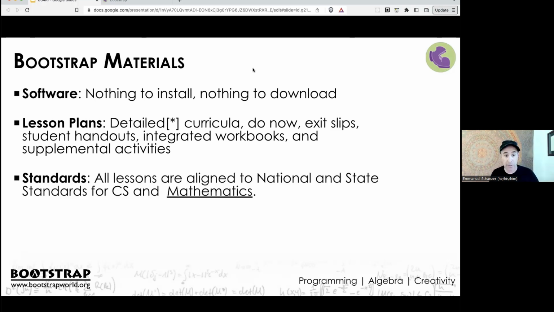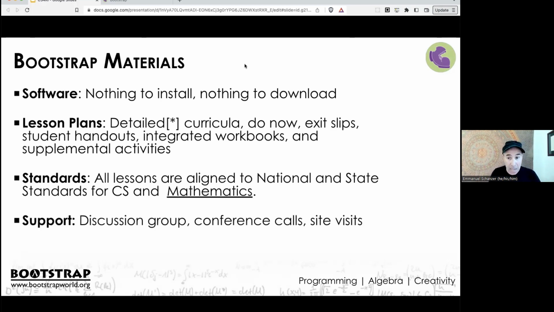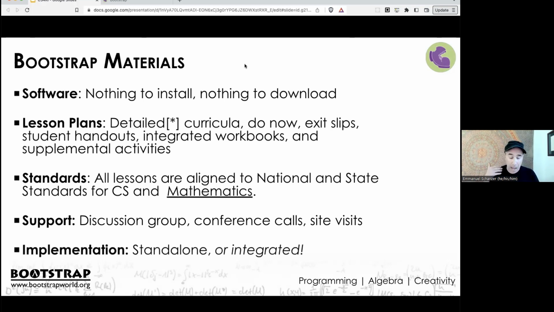All of our standards are aligned to national and state standards for computer science as well as mathematics. And of course, if you need help after the PD, we do coaching throughout the year. We have a discussion board. We do site visits, conference calls, you name it. All of these are available for both of the courses I'm going to be talking about. And both of these courses can be implemented as standalone computer science or integrated courses in mainstream classes. I'll talk about how that works in just a moment.